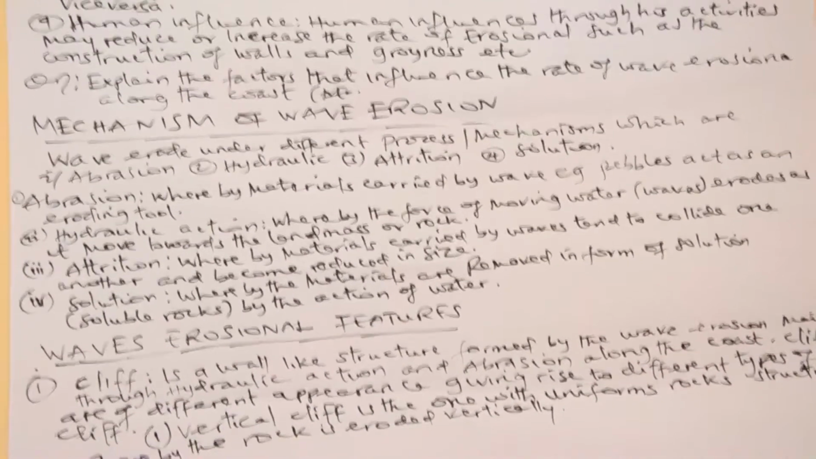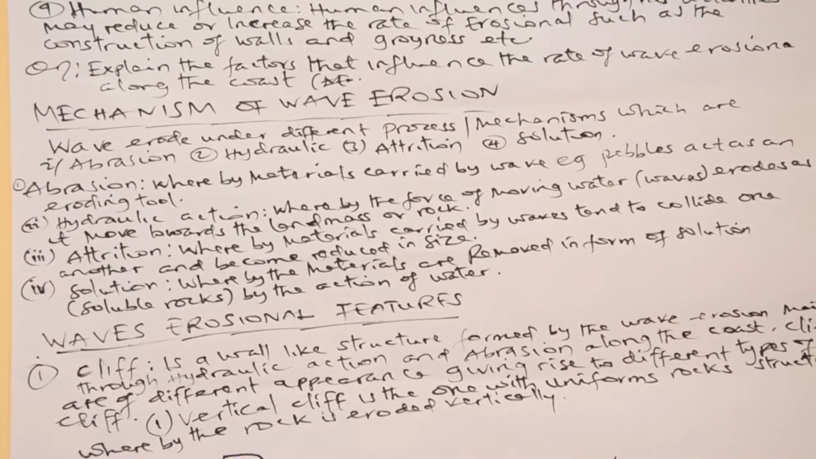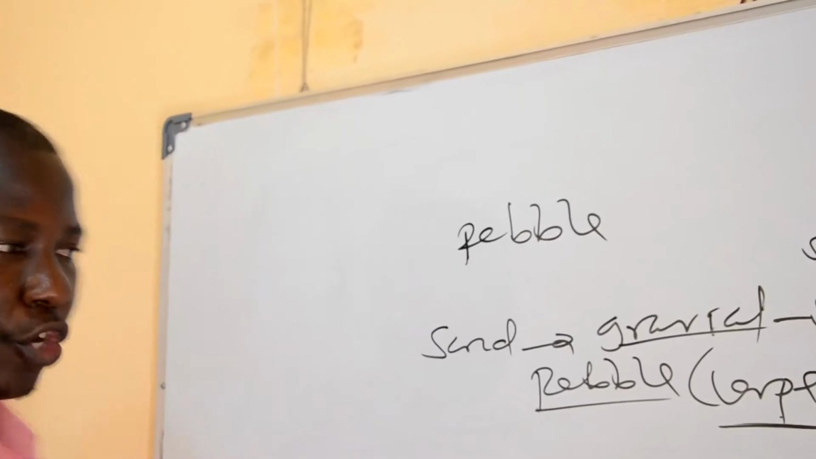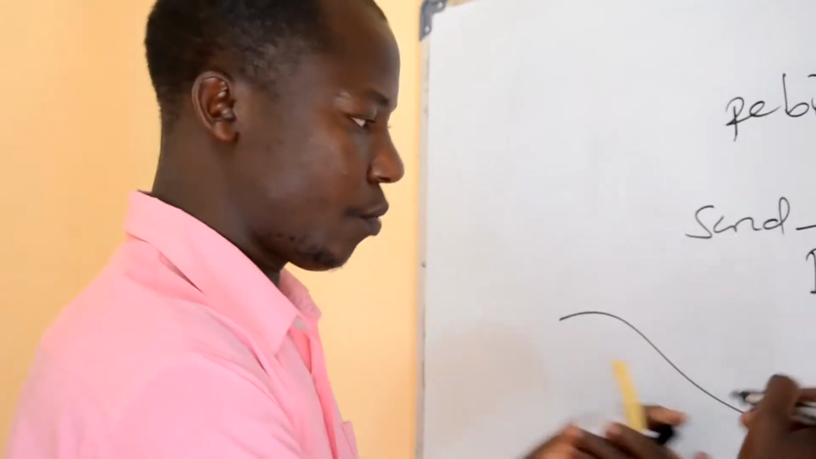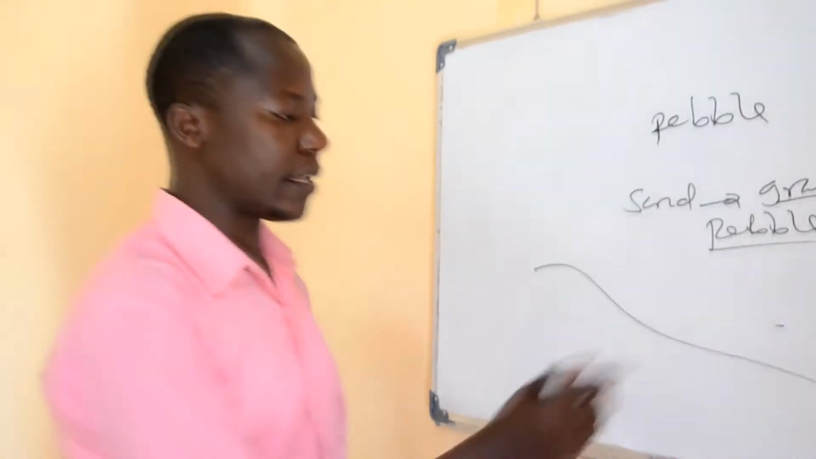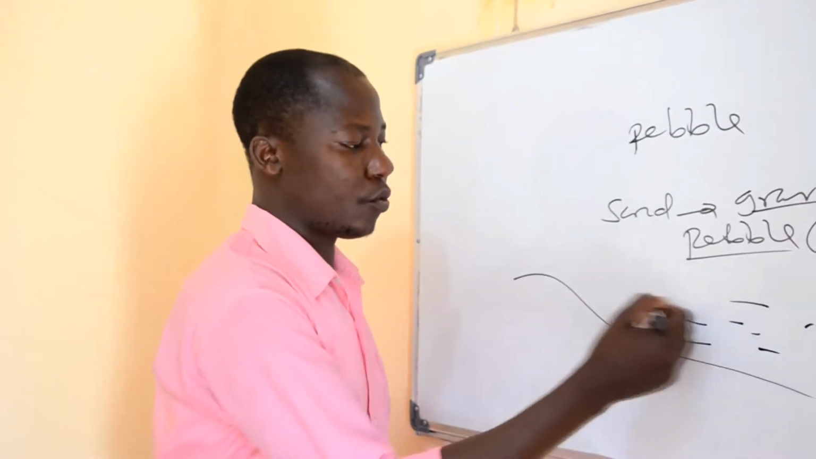Abrasion is where material carried by waves erodes, like what has been described. But what is the meaning of hydraulic? Hydraulic action is whereby the force of moving water erodes as it moves towards the landmass or rock. Another is attrition. It is when material carried by the waves collides with one another and becomes reduced in size. Attrition is the process whereby material which was large, due to the movement, collides with each other and reduces in size, maybe because those materials were soft in nature.